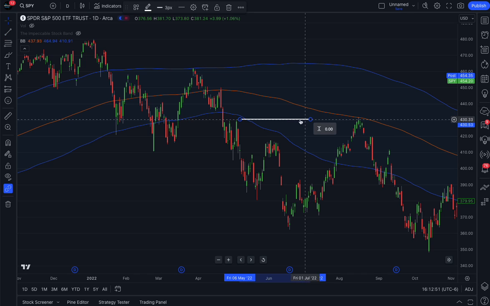Cool. So this is our call credit spread. We don't want it to get above this level. If it stays below this level, we make money. So just like before, we're selling the 430. We go up 1 to the 431, and that's going to be the strike we buy.